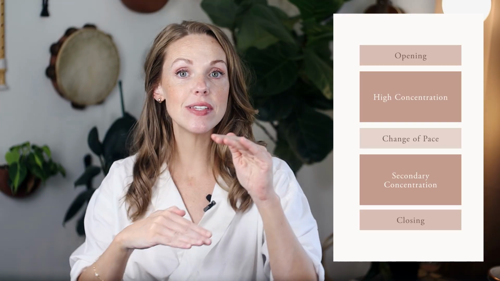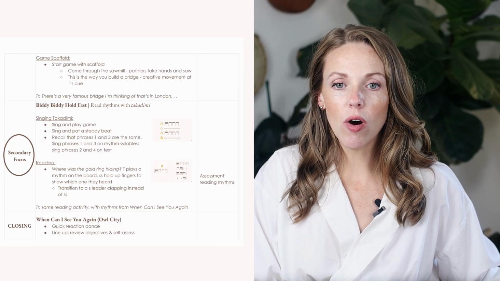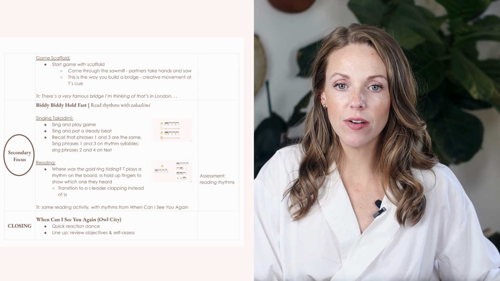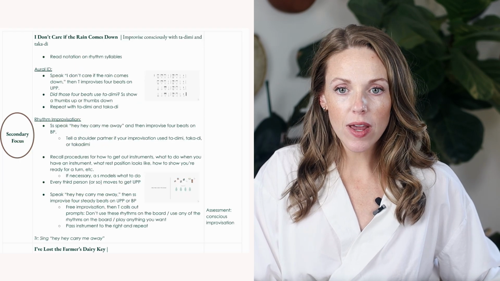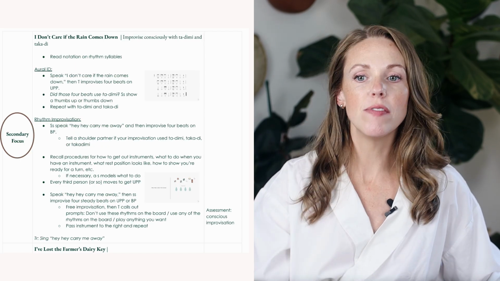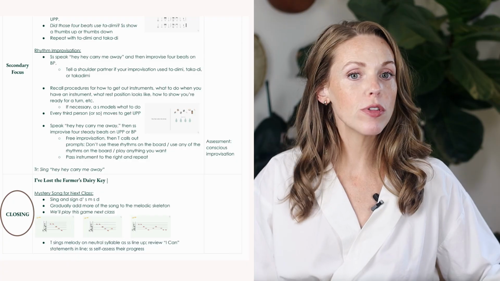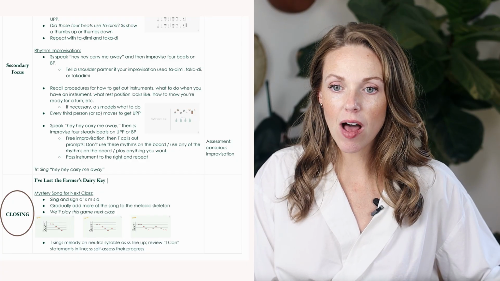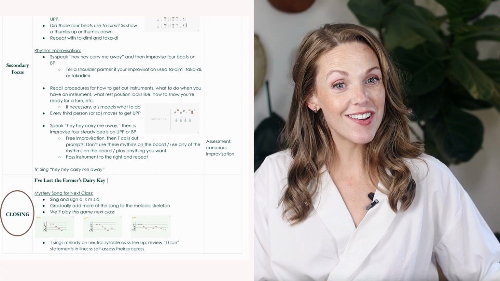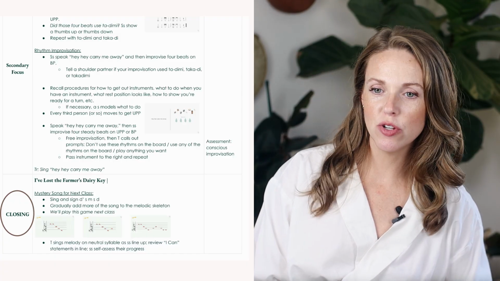And regardless, the idea here is that we are asking students, again, to give us their focus in this secondary concentration section. So in this second grade example, we are reading rhythms for the secondary concentration. And then in this fourth grade example, we are doing some conscious improvisation. And now we're on to the closing section of the lesson plan. Here, we're going to do something to wrap up our learning for the day and then maybe set something up for a future class. So in this fourth grade lesson, we are setting something up by introducing a mystery song that we will continue and learn the game to next class.